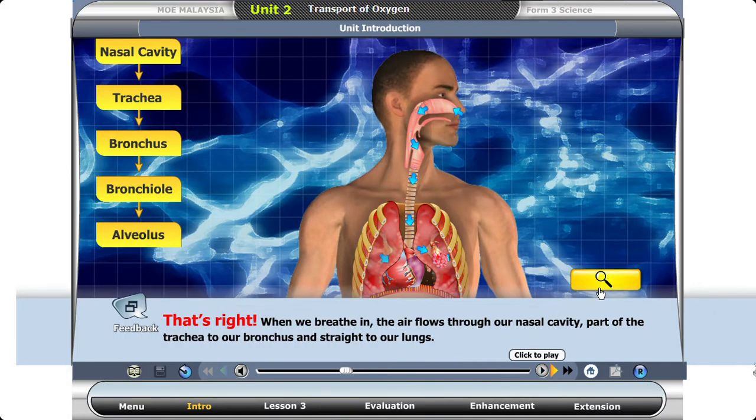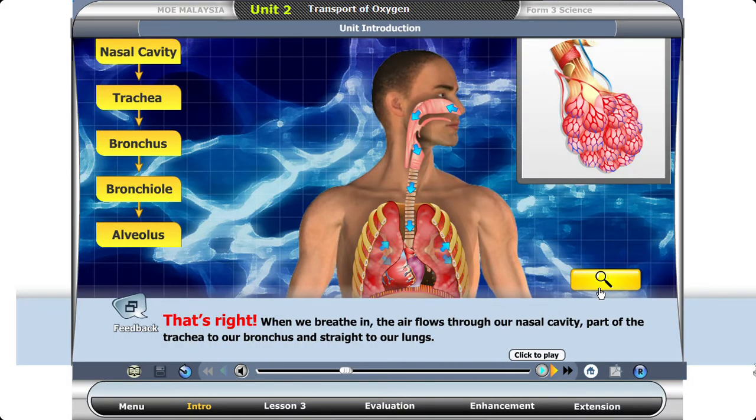Very good! When we breathe in, the air flows through our nasal cavity, the trachea, the bronchus, and into our lungs.